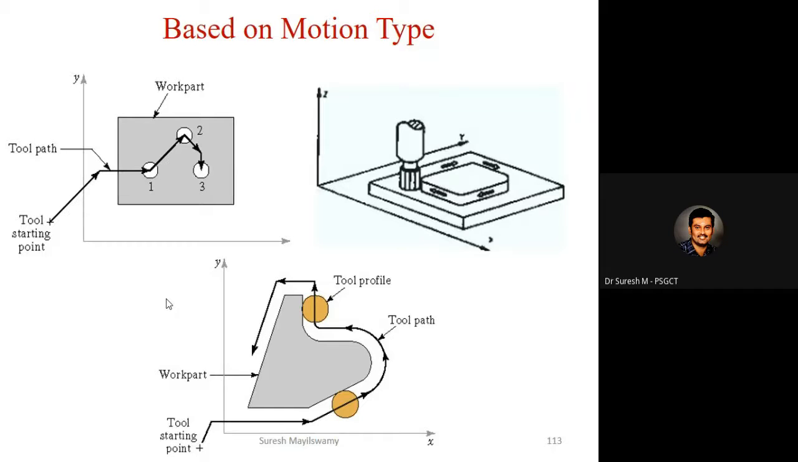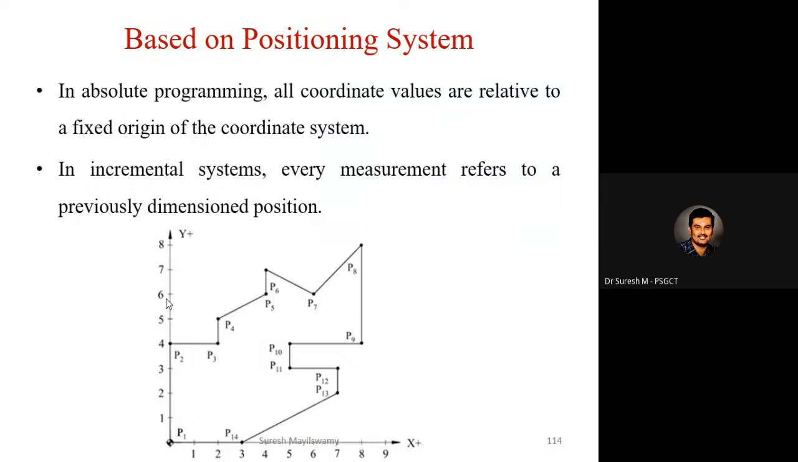So these are some examples for point to point, continuous path and contour path. The first one is point to point, the second one is continuous path and the third one is contour path. Based on the positioning system, we can classify as absolute and incremental. If all coordinate values are relative to a fixed origin of the system, that is absolute. If every measurement refers to a previous position, that is called incremental. So we have to write a CNC program based on either the absolute or the incremental system.